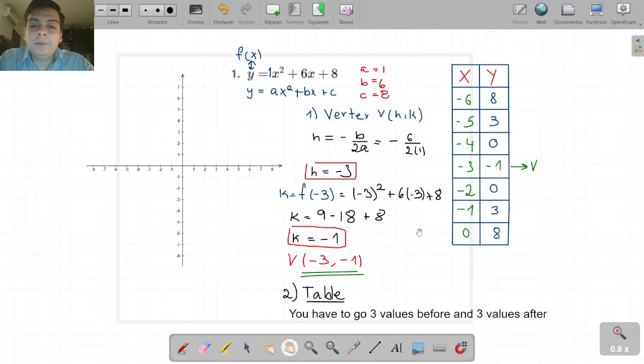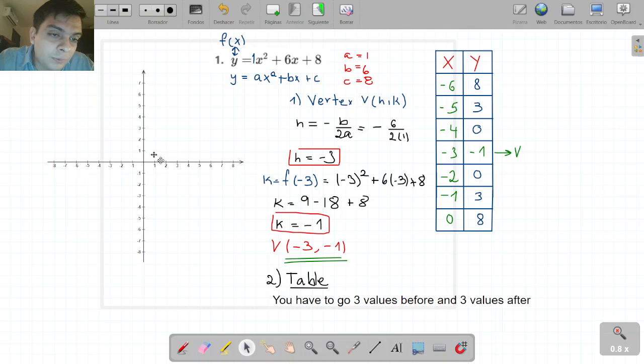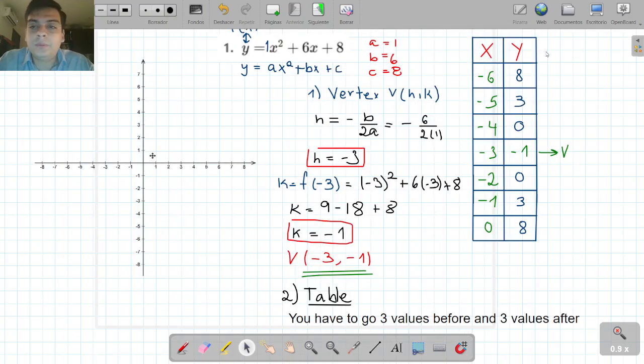Okay, now with the table, you can see this is going to be the easiest part. It's my favorite part because of that. We are going to plot these points here. Let's try to be quick. -6 and 8, but we have to go a little bit up. -6 and 8 is going to be here.